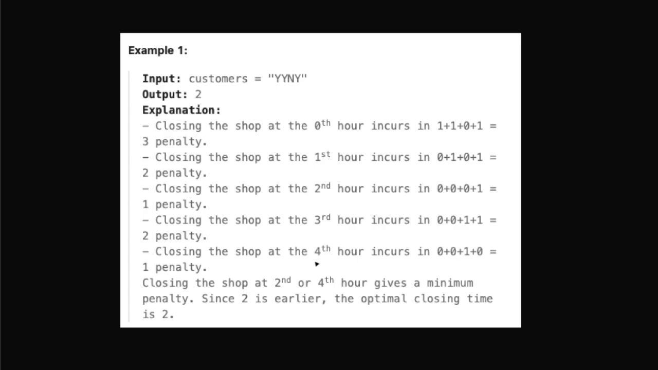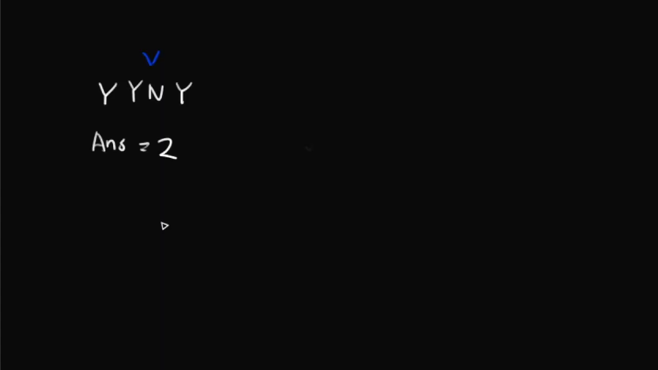Lastly, if we choose to close the shop at the 4th hour, it means that we never close the shop. So in this time slot, there's no customer, but we still open the shop. So there's 1 penalty for it. However, we want to choose the earliest time for the minimum penalty. Even though they have the same penalty, as mentioned, we will return the second as the final answer. That's pretty much all for the problem description and example. And let's think about how to solve it.